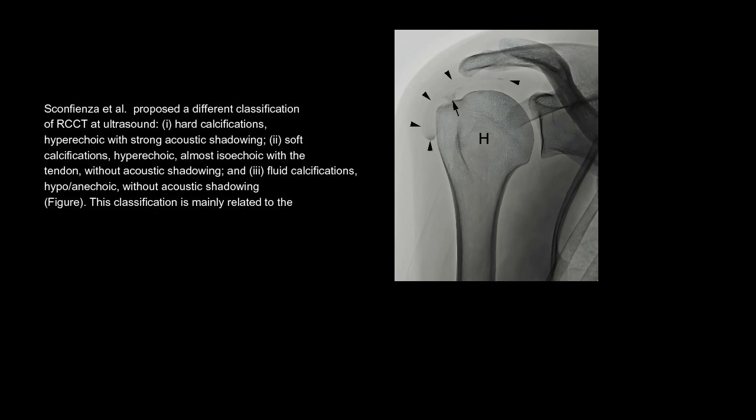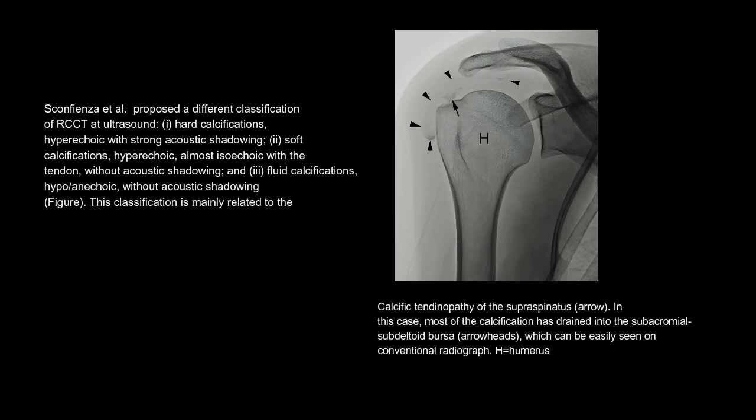This classification is mainly related to the calcific tendinopathy of the supraspinatus (arrow). In this case, most of the calcification has drained into the subacromial subdeltoid bursa (arrowheads), which can be easily seen on conventional radiograph. H equals humerus.